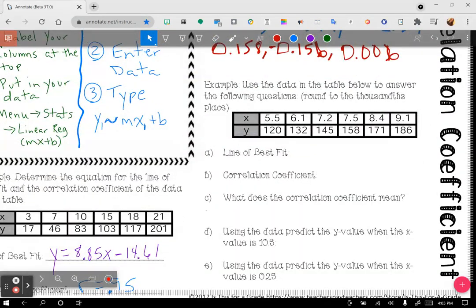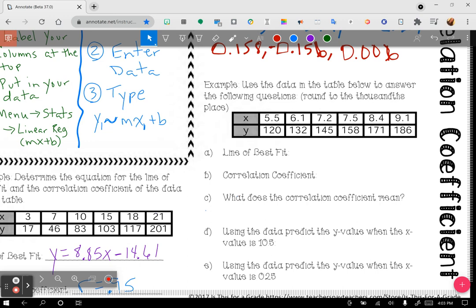Okay, so now we've got this example here. Use the data in the table below to answer the following questions. Round to the thousandth place. So I'm going to pause it right here, and I'm going to let you put this information in Desmos on your own for a second. Give you some time to get the information in Desmos or on your calculator from the classroom. Either one will work fine. So work it out.